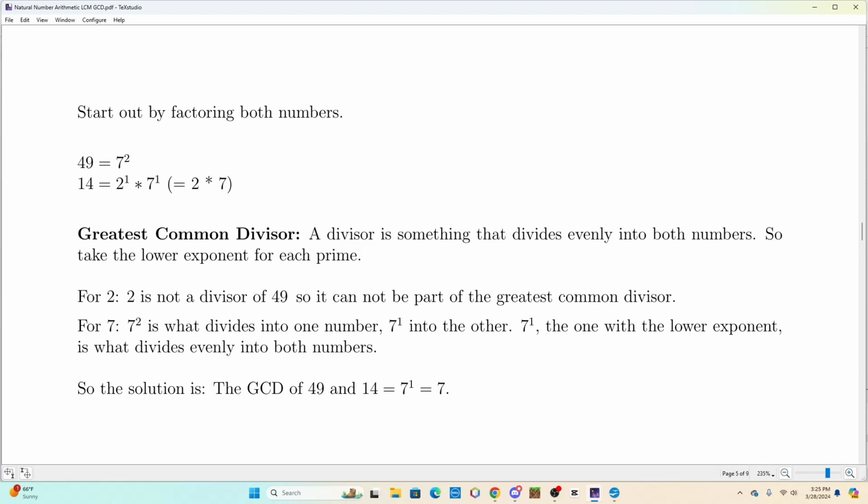So the details for the GCD of 49 and 14 are: 2 is a divisor of 14, but not of 49. So it cannot be a part of the GCD for 49 and 14. 7 squared divides into 49, but not into 14. But 7 to the 1 power divides into both. 7 to the 1 is the only prime that divides into both numbers. So the GCD of 49 and 14 is 7 to the 1, which equals 7.